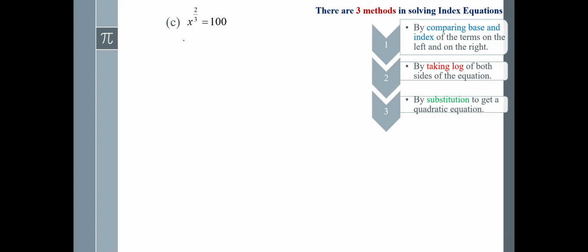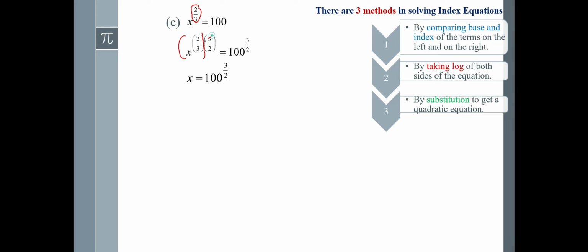For question C, x to the power of 2 over 3 equal to 100. Now x is not the power of any number, and it's just x equal to something. So what we have to do here is eliminate this power so that we get the value of x. And how to do that? Just multiply the power with the opposite fraction, like this. Then we can just cancel off. So if we multiply the power with the opposite number, on the right side we also have to multiply the same power.